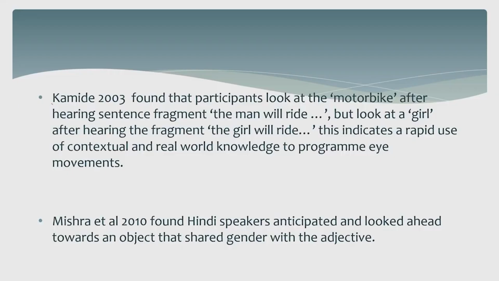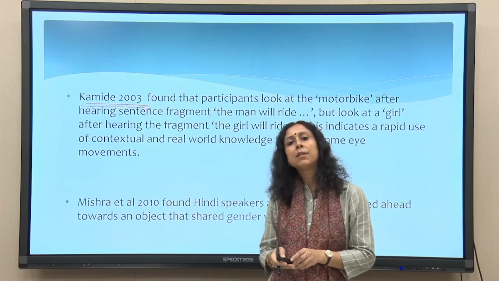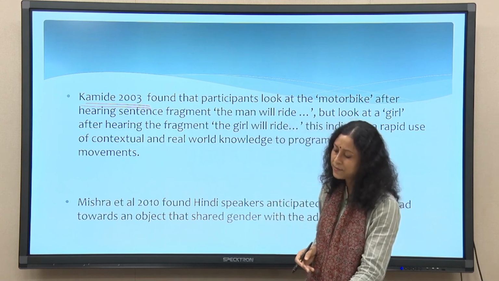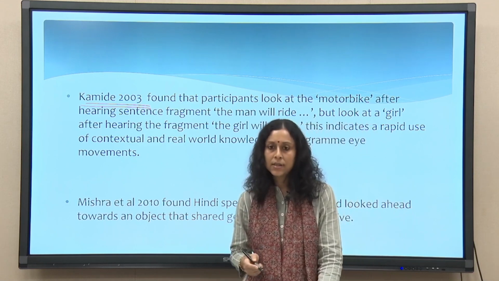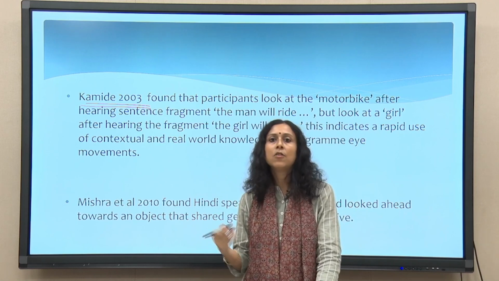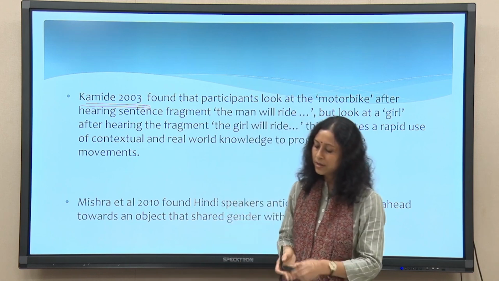Similarly, yet another study by another group found that participants look at the motorbike after hearing a sentence fragment, "the man will ride," and there are of course many objects on the display. Among them, the motorbike gets the highest fixation. But when the sentence has a girl as a subject, "the girl will ride," they do not look at the motorbike; they look at the picture of the girl on the display.